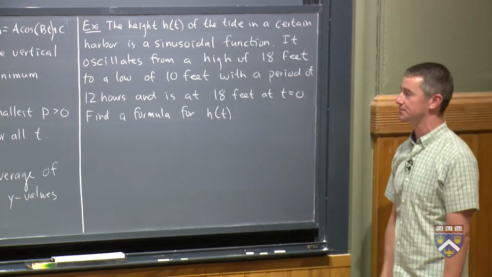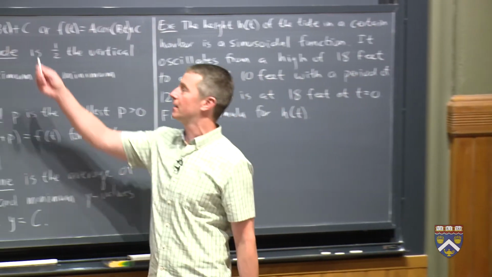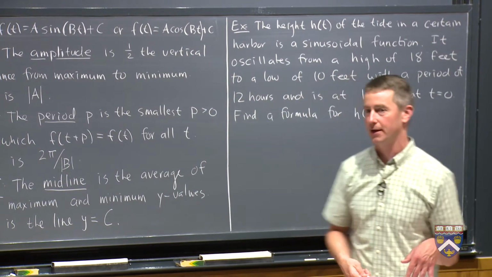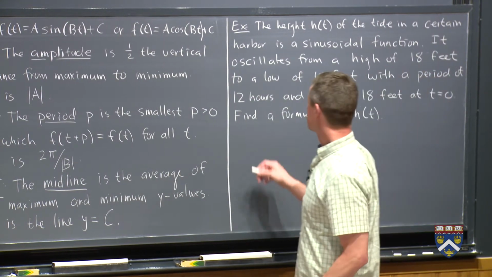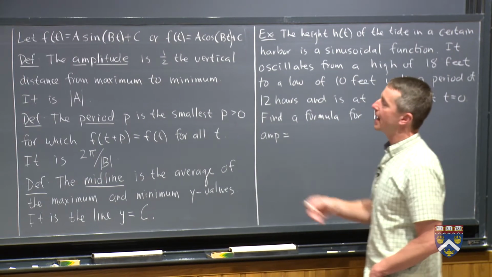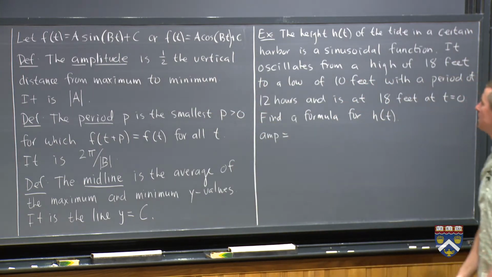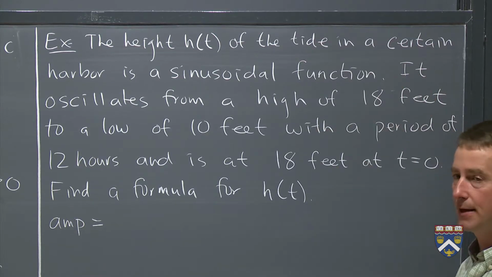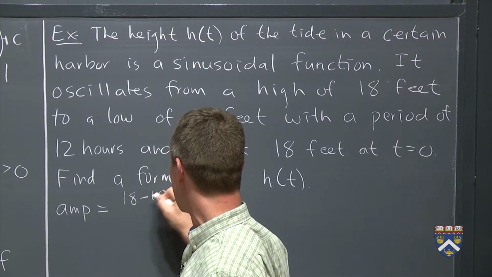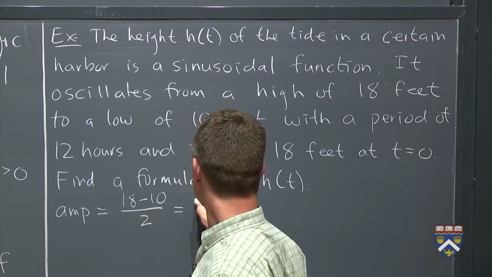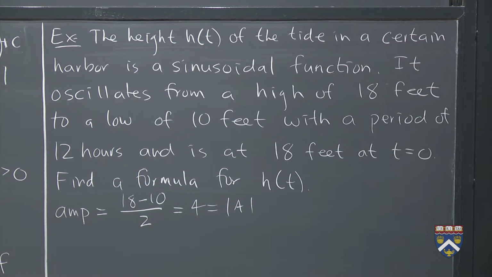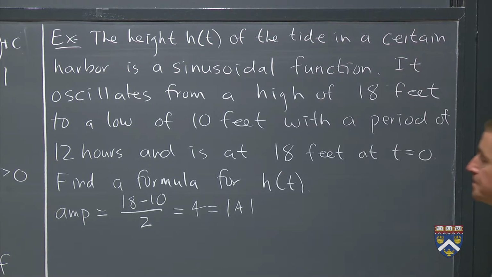We want to write a formula for h of t, meaning we're going to have to choose the values of a, b, and c, and whether to use sine or cosine or negative cosine. Those are our 4 choices. So the amplitude is supposed to be 1/2 the vertical distance from the maximum to the minimum. That's a distance from 18 to 10, so that's 8 feet. If you wanted to write that out as a formula, 18 minus 10 over 2, which is 4. So that's what our absolute value of a should be. So a is going to end up being 4 or negative 4.